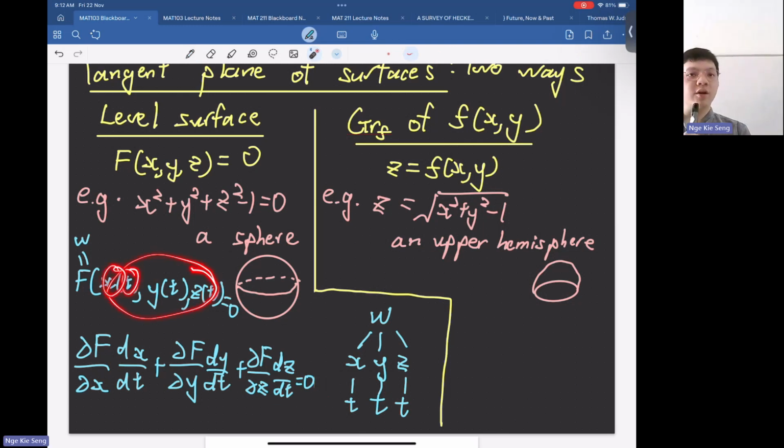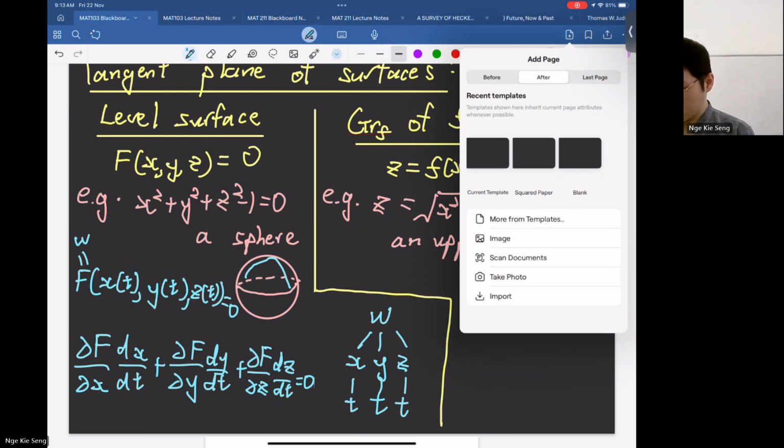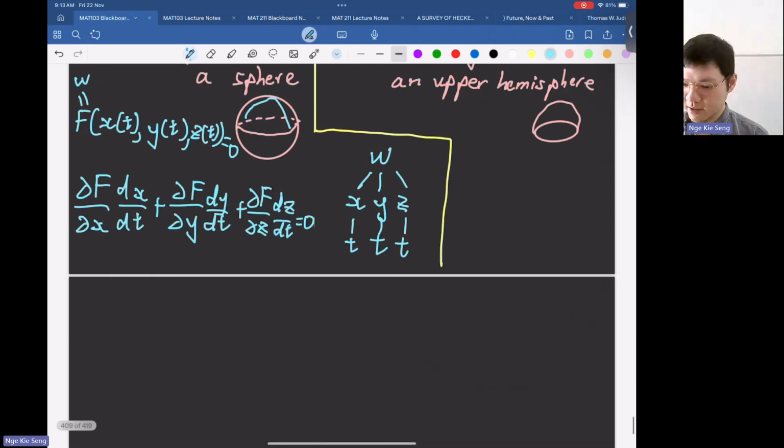One variable controls the position, meaning there's a line on your surface here. t is a time variable, so it's one variable, the real line. So there's a path walking on the surface, because you satisfy the level surface. After you differentiate, what do you see here? This term here can be split into a dot product.